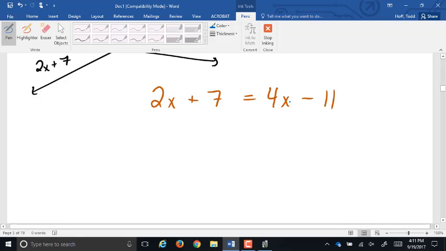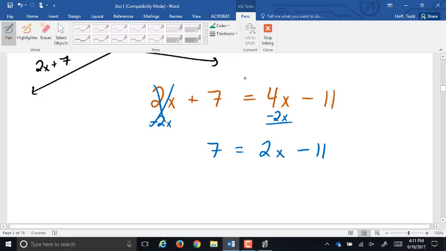Well, the variable appears twice, but we can't combine them this time. We can't just push them together anymore because it's once on each side. We're going to subtract the smaller one, the 2x. That's gone. Leaves us with 7 on the left side, but we have to make sure we subtract 2x from the other side. So we take it from the 4x to get 2x. And we still have that minus 11.